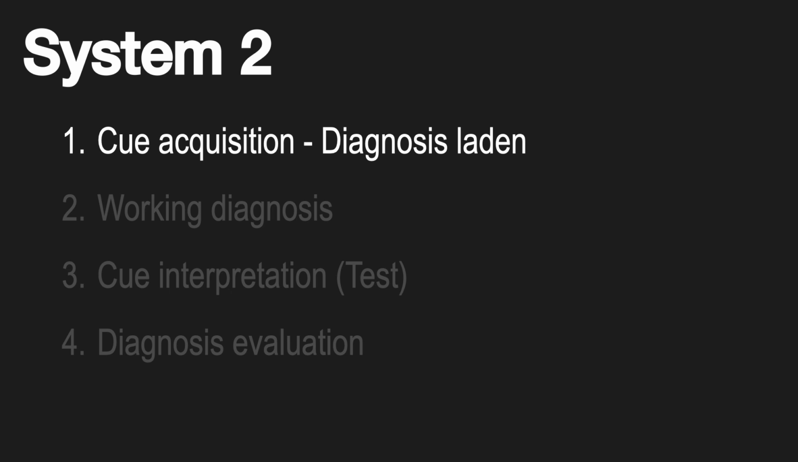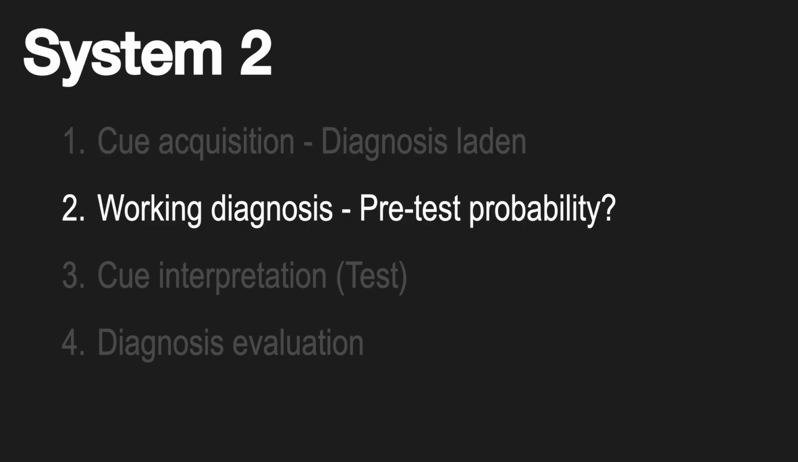We have to choose something or we're paralyzed. So our interviewing is guided by a diagnosis we already had in mind. We chose headache because we had migraine in mind. Cue acquisition is diagnosis laden, a problem this model doesn't address.